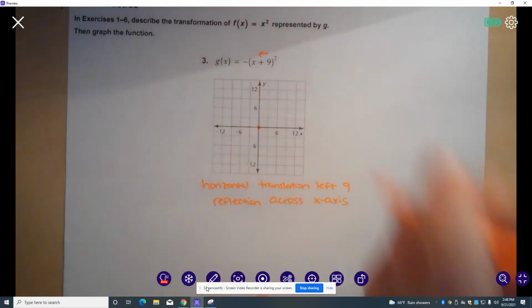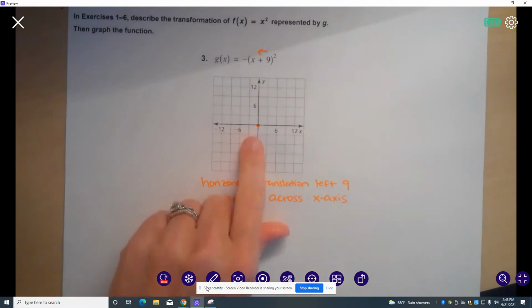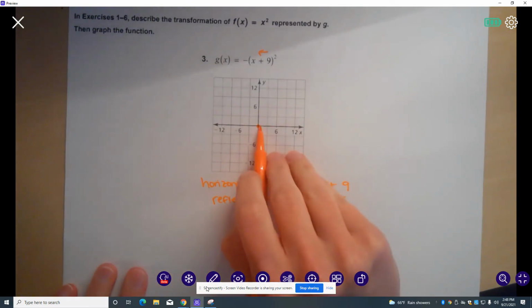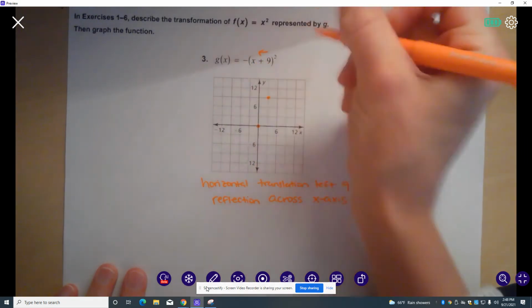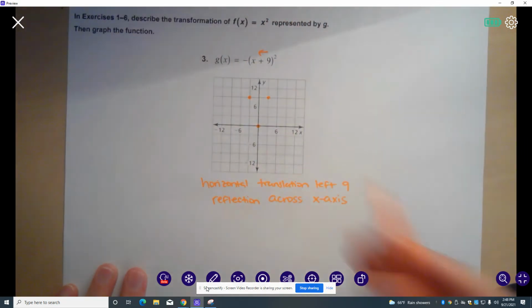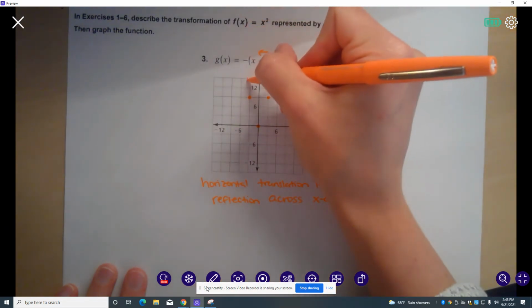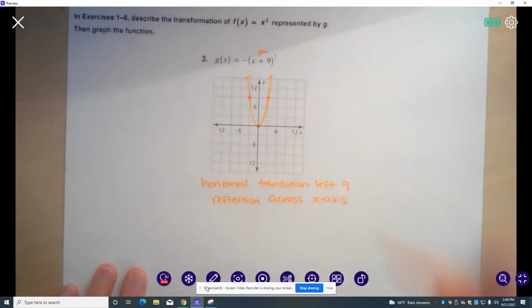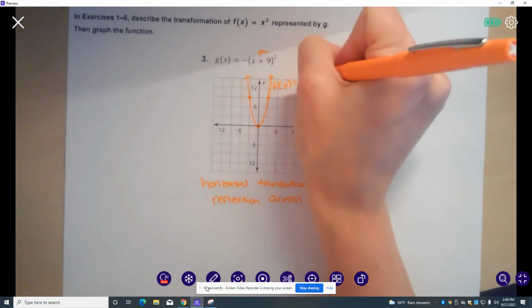It's at 0, 0. This time this counts by threes. So let's see. If I were to plug 3 in here for x, I'd get a y value of 9. So I know it's going to look something like this. Okay. So here's my parent function, f of x equals x squared.